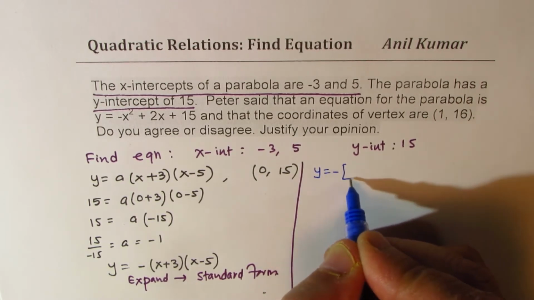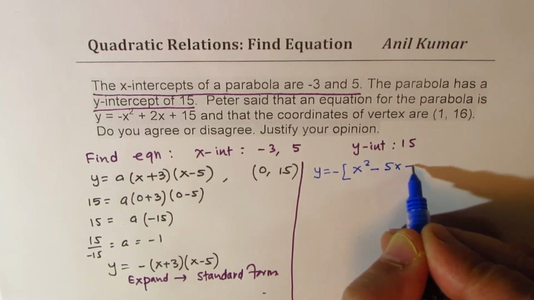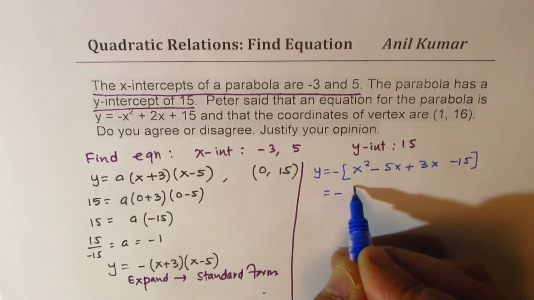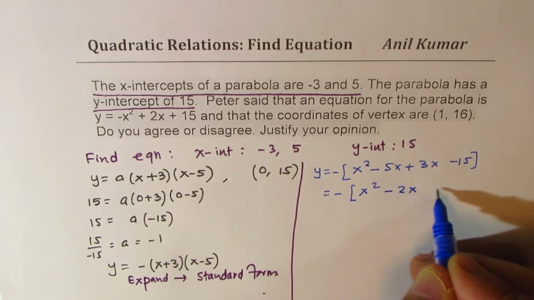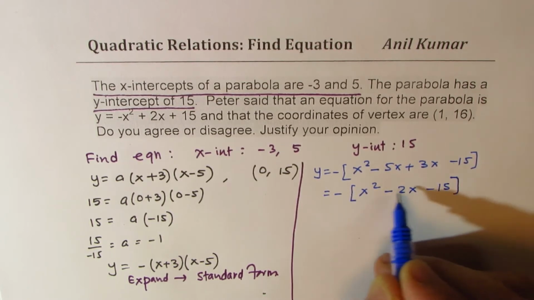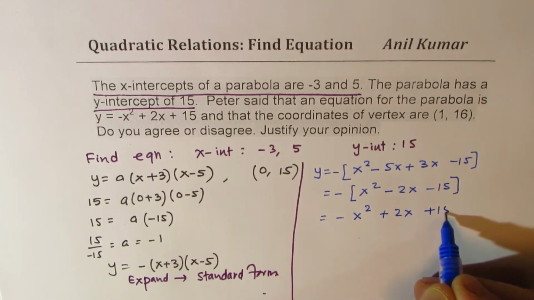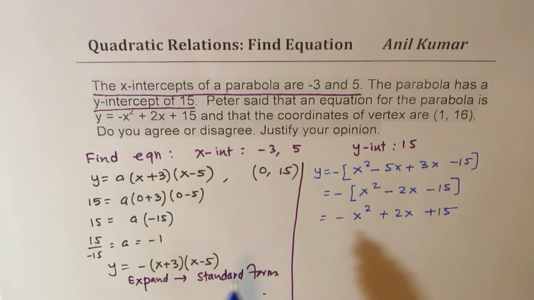Perfect. So let's expand and write this in standard form. So y equals minus, let us do x squared minus 5x plus 3x minus 15. So that gives you minus of x squared minus 2x minus 15, since minus 5x plus 3x is minus 2x. And when you open the bracket, you get minus x squared plus 2x plus 15, right? So you get exactly the same equation, minus x squared plus 2x plus 15. And that is how you're going to verify that this equation is correct, right? So the equation is correct.